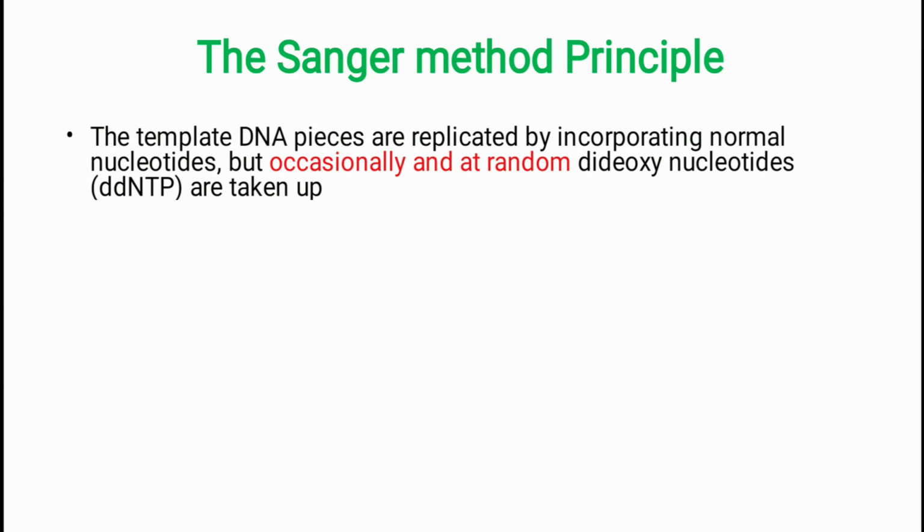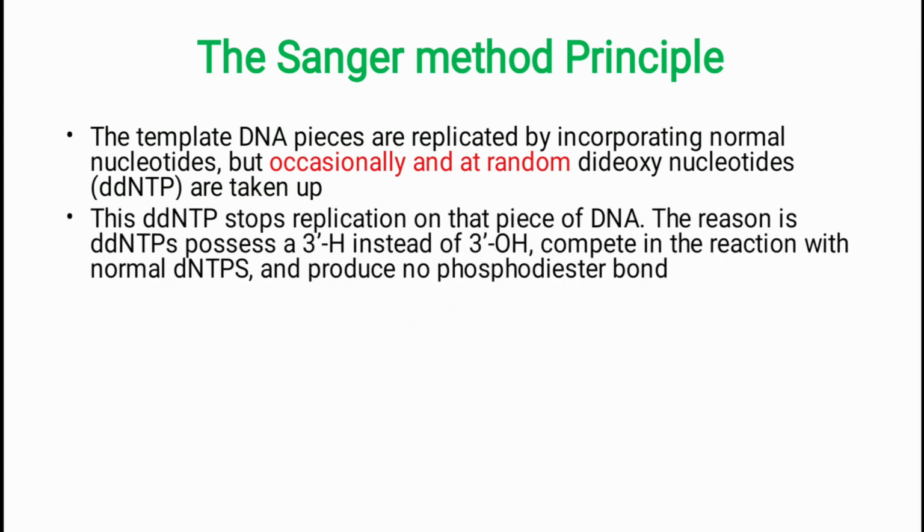These dideoxynucleotides don't have a 3' OH group, so they cannot be involved in chain elongation. So the chain elongation process will stop if a ddNTP is randomly taken instead of a dNTP. The ddNTP stops the replication on that piece of DNA, and the reason is as already explained: the ddNTP possesses a 3' hydrogen instead of an OH group. So they also compete in the reaction with the normal dNTPs. If a ddNTP is recruited by the polymerase instead of a dNTP, chain arrest takes place.